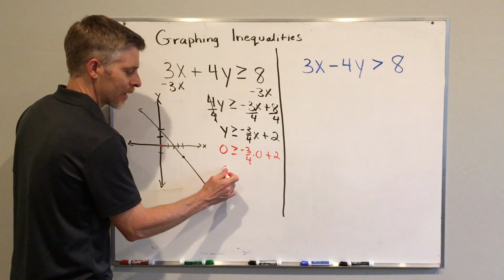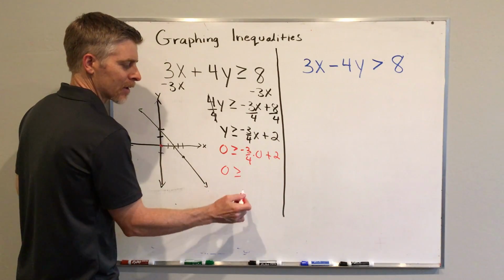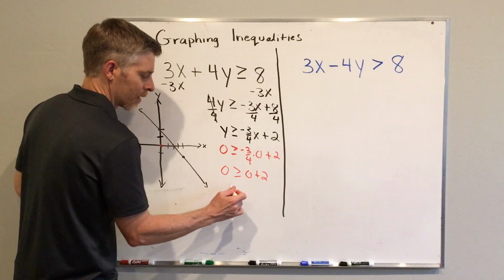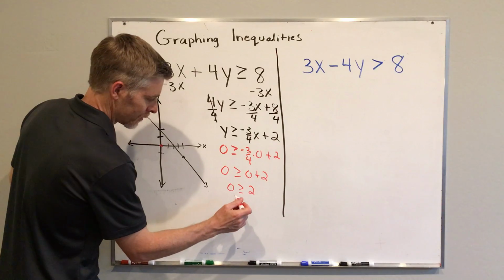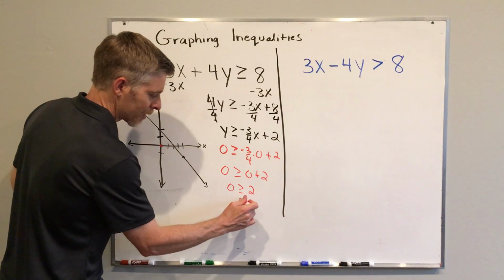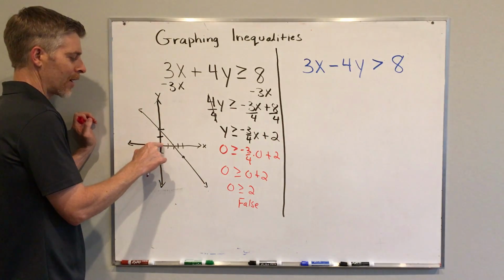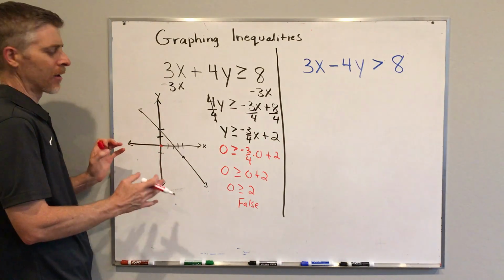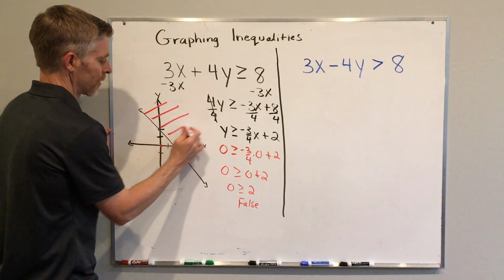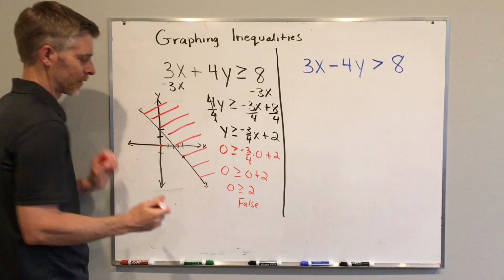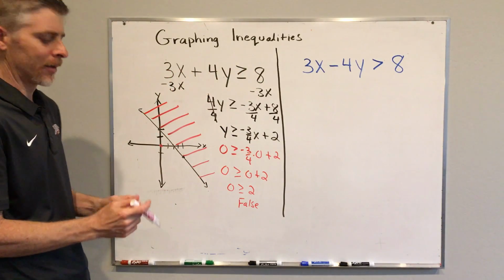Let me clean that up. Is 0 greater than or equal to, well, negative 3/4 times 0 is 0. Is 0 greater than or equal to 2? No. 0 is less than 2, so that's false. That means this test value is on the side of the line where all those points are not going to make this true. So we want to shade the other side of the line. This then is the solution to this inequality.